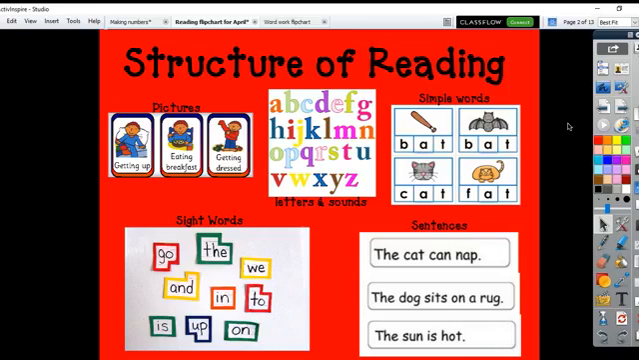The structure of reading is, remember what it looks like, how it's made. It's the pictures, the letters and sounds, and those letters and sounds come together to make simple words. Then we have sight words, and then we have sentences.